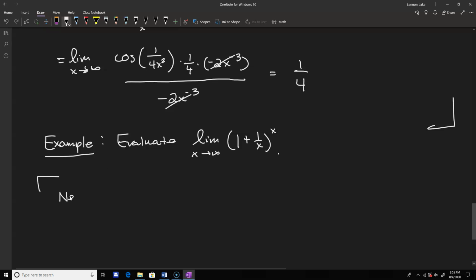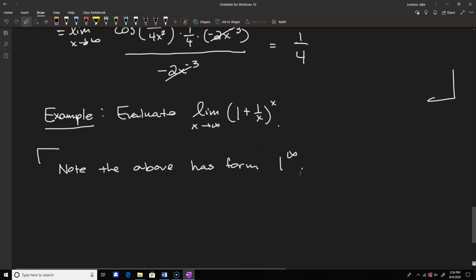So what is the form here? Well, inside the parentheses, that's just going to 1, and the exponent's going to infinity. So note the above has form 1 to the infinity. So what is the trick here? Well, basically we can't figure out this limit directly, so maybe we can figure out what the limit of the natural log of the thing is. So let's go ahead and try and do that.